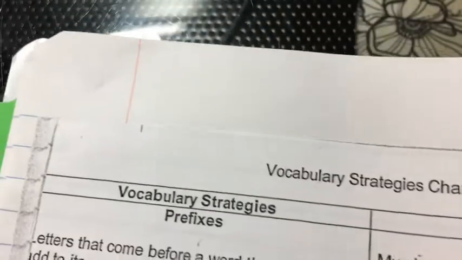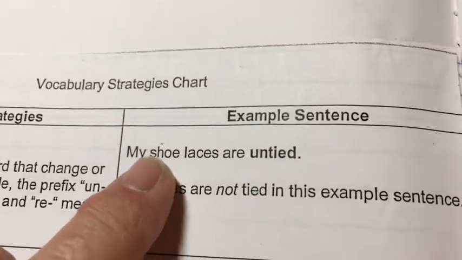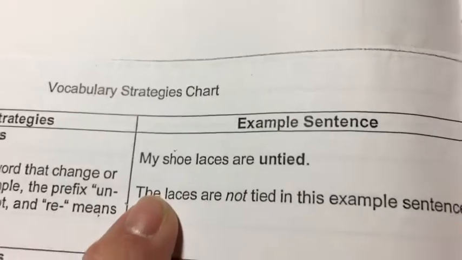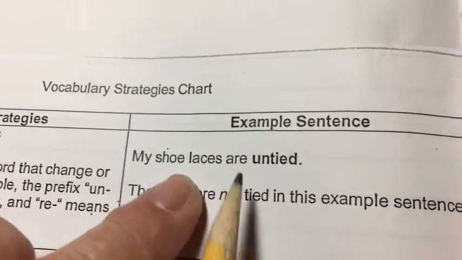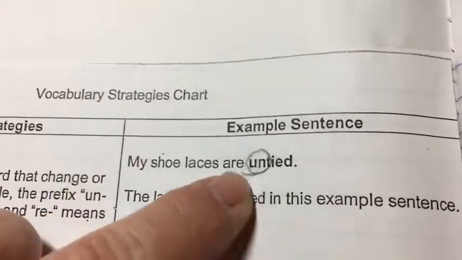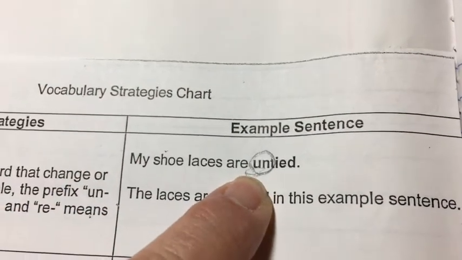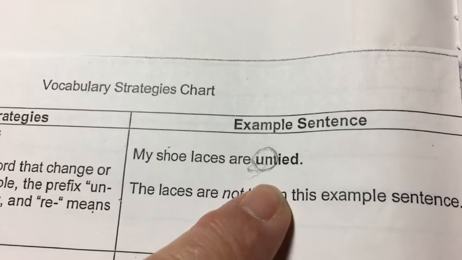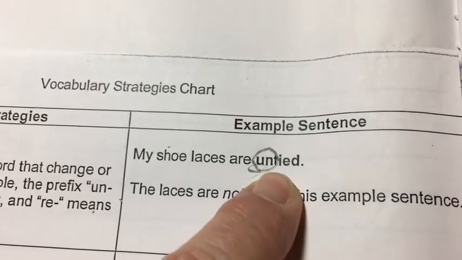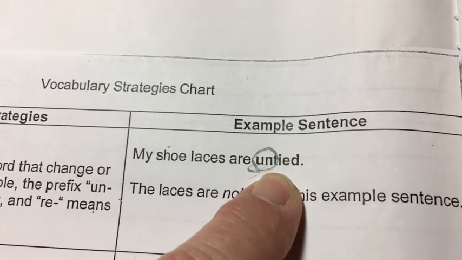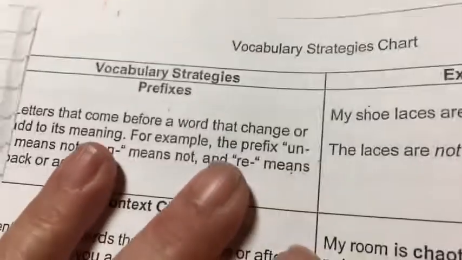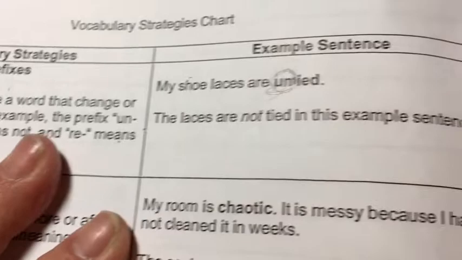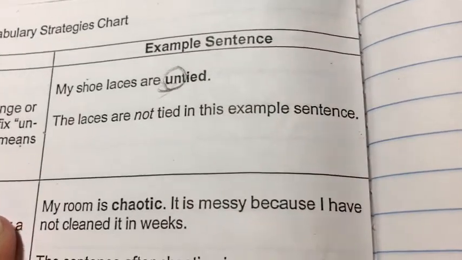So here are two examples of what a prefix can be like. The first one is my shoelaces are untied. So the prefix un means not, and tied is the base word, meaning your shoelaces are not tied. And it says, the laces are not tied in this example sentence.